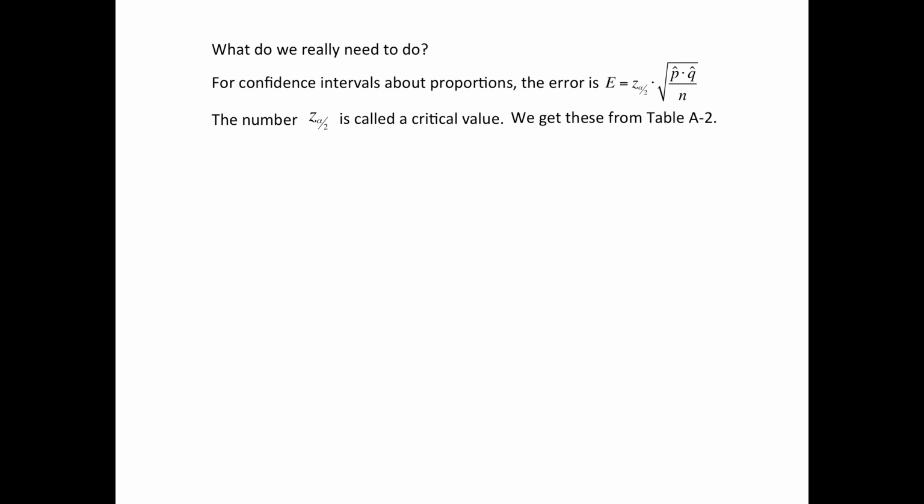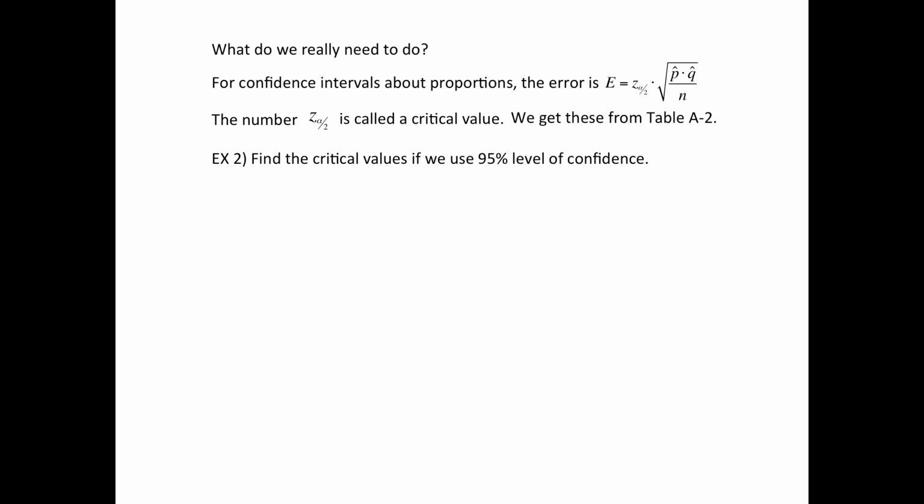All right, that was a beautiful overview, but what is it that we really need to do? So the error, when you're talking about proportions, is going to be, here's the z value, which we're going to get from table A2. This is the sample proportion p hat, and q is always equal to 1 minus p. So these z's are called critical values. Like I said, we get those from table A2.